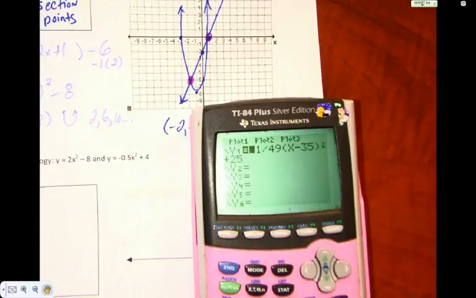Okay, so what do you think we should do? Okay, probably we want to go into our y equals. Can you grab both of them? Yeah, let's graph both of them.